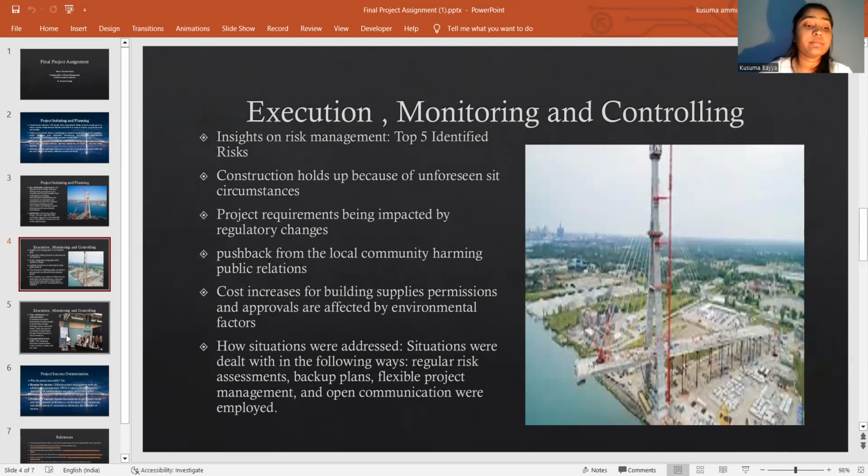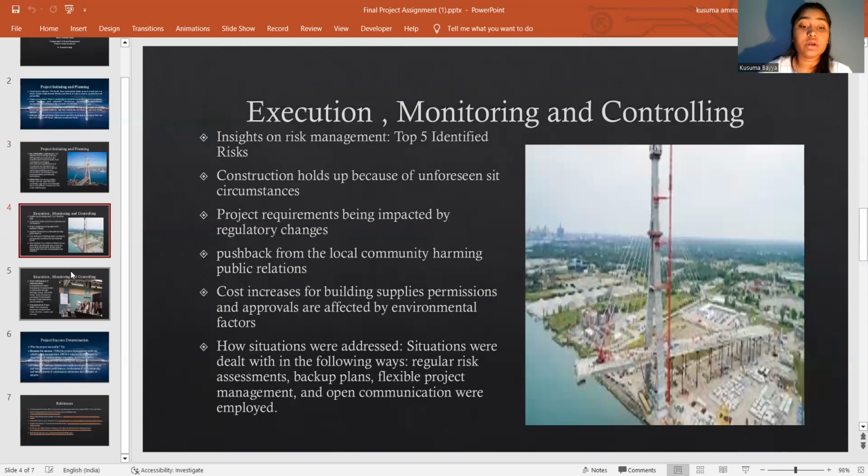So when and how were the situations addressed? The situations were addressed by the project's risk management strategy, including ongoing evaluations, the creation of backup plans for probable setbacks, and the adoption of flexible project management techniques. So, transparent communication with all parties involved was essential to handling these problems quickly and successfully.